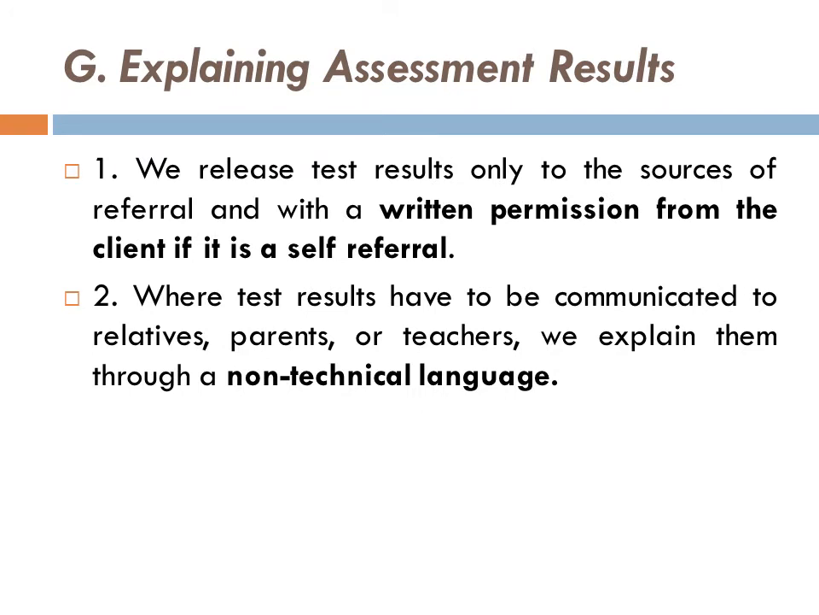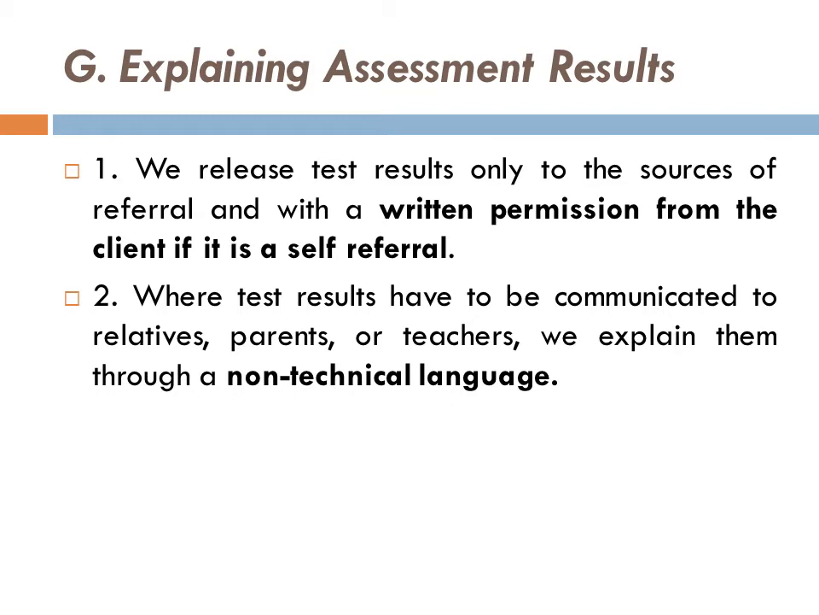Letter G, explaining assessment results. Number 1, we release test results only to the sources of referral, and with a written permission from the client if it is a self-referral. So here, we should only explain the assessment results depending on the client, and the client should have given permission for this. Again, you can find all of this in the informed consent.